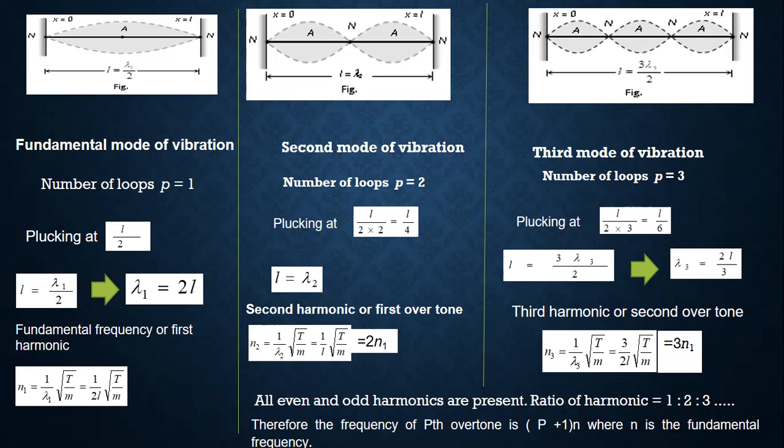Therefore, in general, we get n, then 2n, then 3n. If I consider the mode with 4 loops, we get 4n. The mode with 5 loops, we get 5n. So it means that all the harmonics are present. The string vibrates with n, 2n, 3n, 4n, 5n, and so on. So it vibrates with integral multiples of the fundamental frequency. So all harmonics are present.